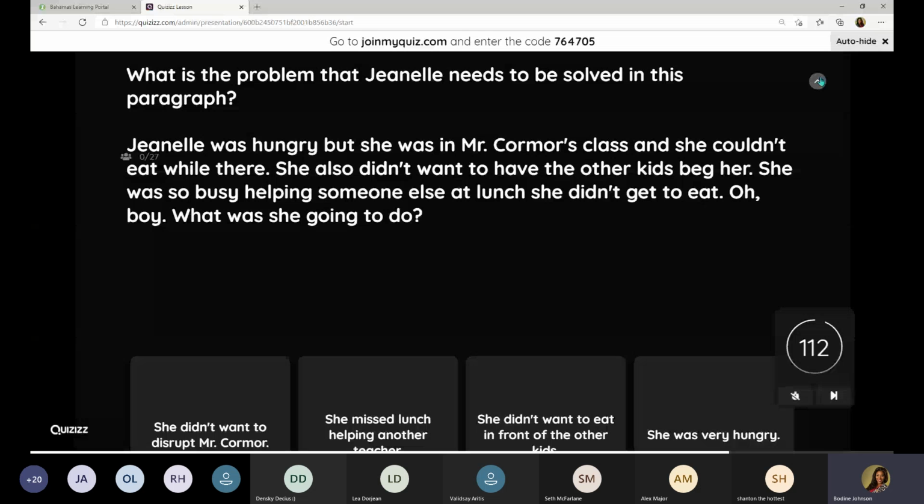Janelle was hungry, but she was in Mr. Cormore's class and she couldn't eat while there. She also didn't want to have the other kids beg her. She was so busy helping someone else at lunch, she didn't get to eat. Oh boy, what was she going to do? It says, what is the problem that Janelle needs to be solved in this paragraph?